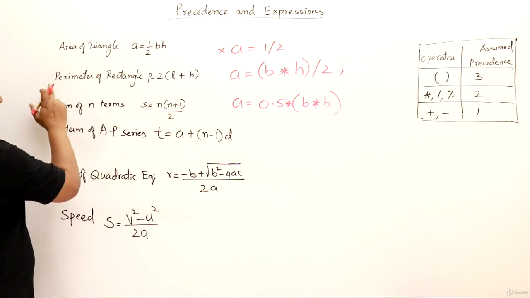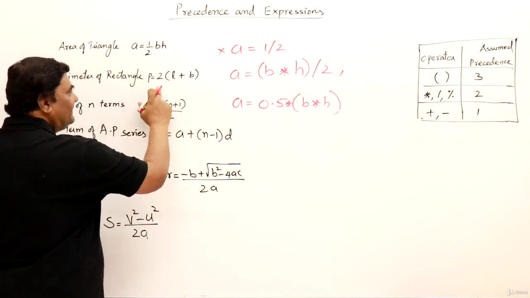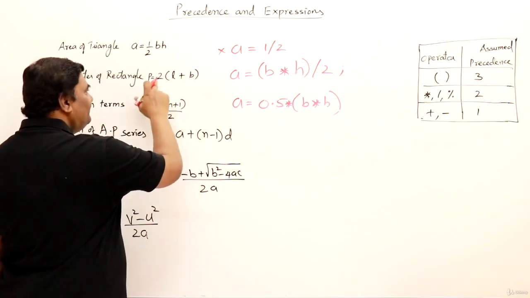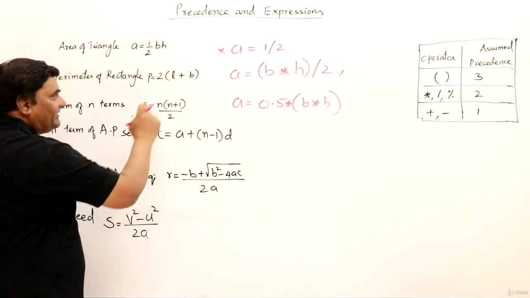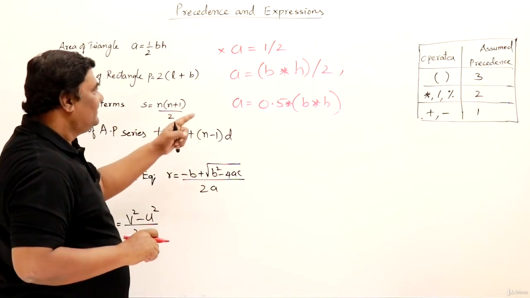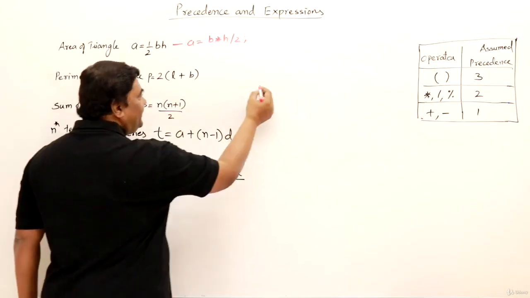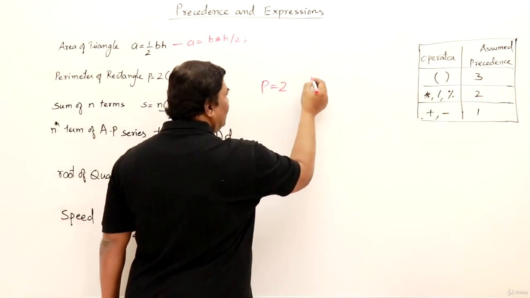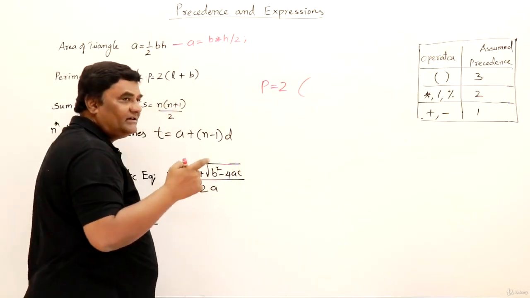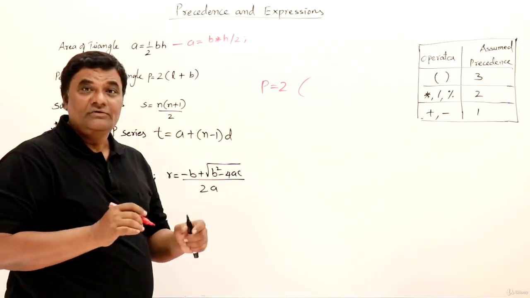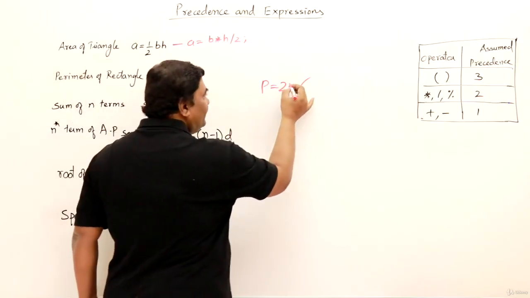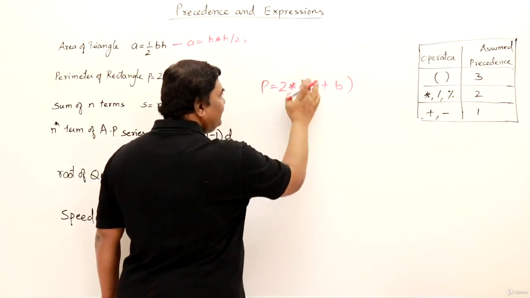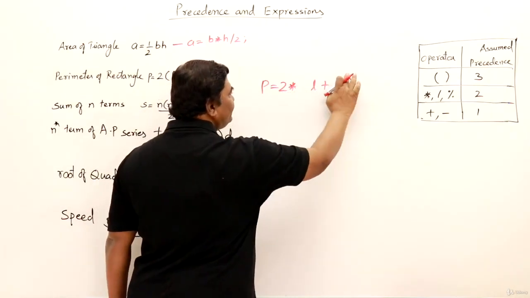See, the next formula is the perimeter of a rectangle, right? P is 2 into L plus B, means 2 into length plus breadth. So how to write down this one? I'll remove this. P is perimeter. Perimeter assigned 2 into L plus B. See, in mathematics again we don't write into, but here you must write into length plus breadth. See, if I don't give brackets, then what happens?